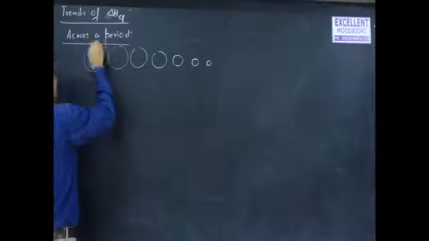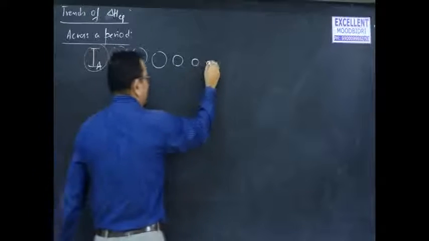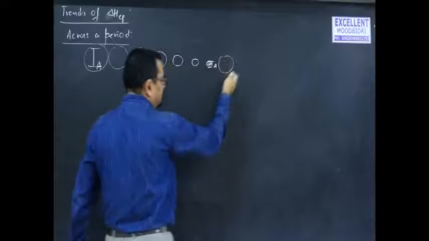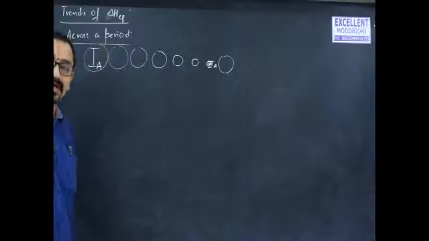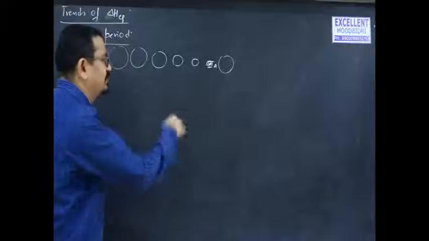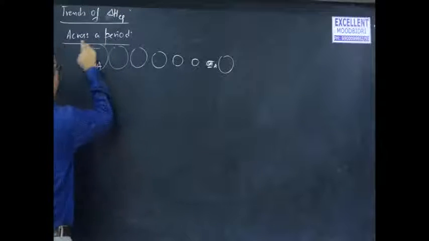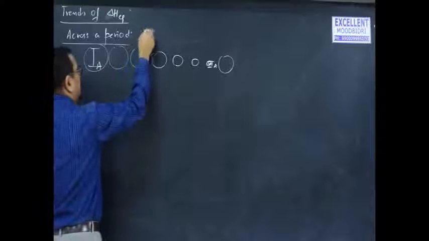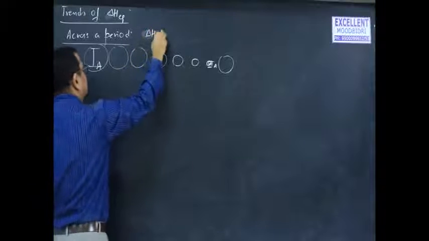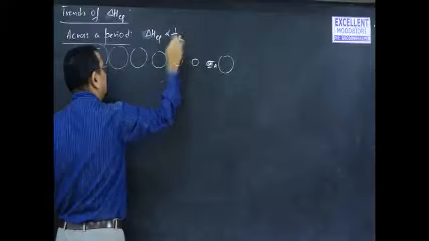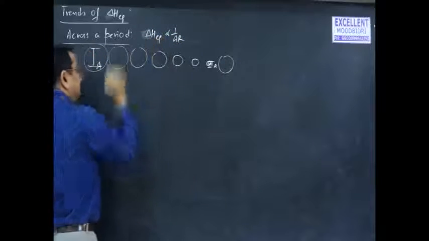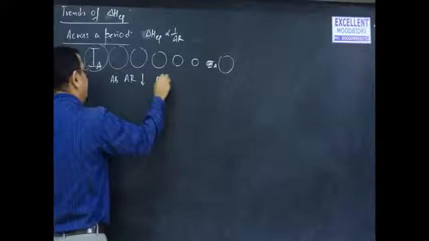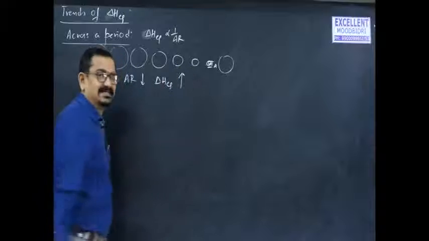In any given period, the alkali metal is of large size and the halogen, the 17th group element, is of small size. The size of the zero group element is slightly greater, because for them we follow the non-bonding radius, which is obviously greater than the bonding radius. Now, electron gain enthalpy, delta H electron gain enthalpy, is inversely proportional to atomic size. As the size decreases, electron gain enthalpy increases. So, as atomic radius decreases, electron gain enthalpy increases.